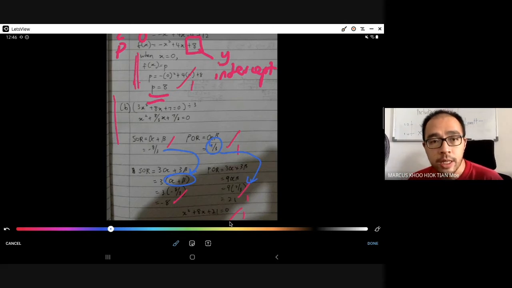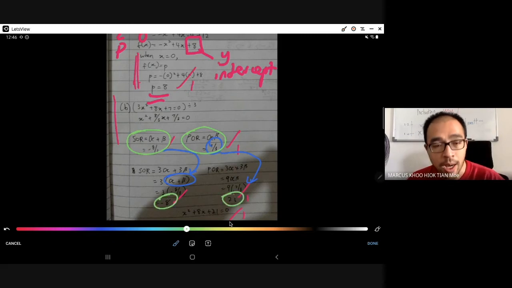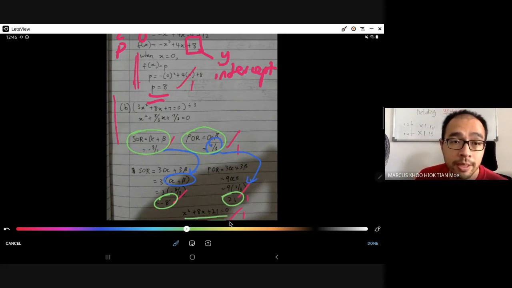So generally in this kind of question, you need to get both the original SOR and POR correct in order to get 1 mark. The second mark comes from both the new SOR and POR correct, and then the final mark is this. Okay, x squared plus 8x plus 21 equals to 0.